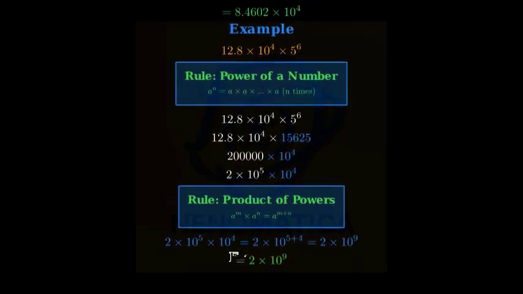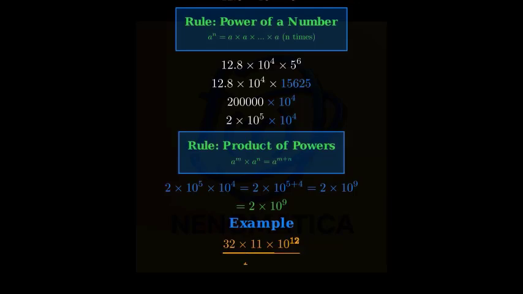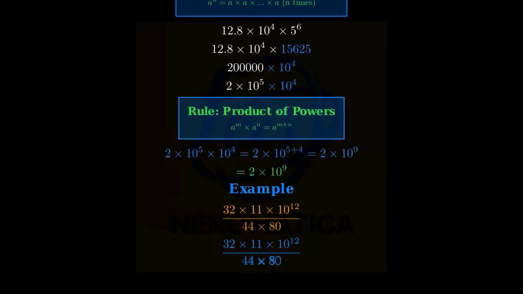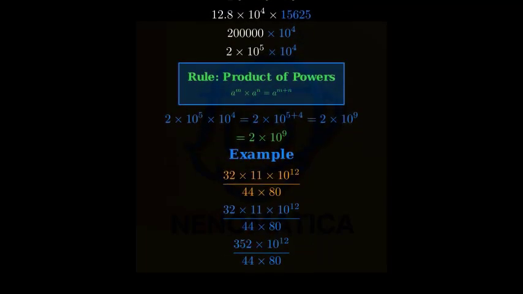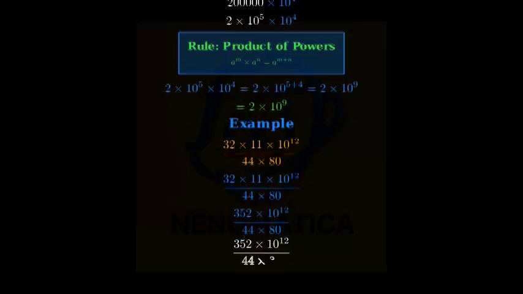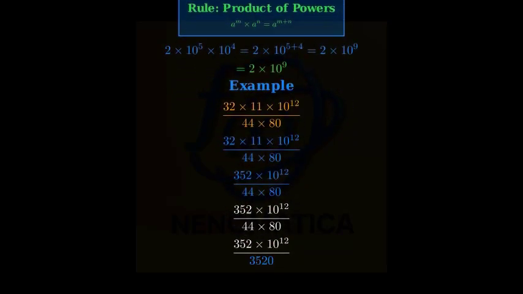ninth power. Now for our third example, we'll solve a more complex scientific notation problem. We have 32 times 11 times 10 to the 12th power divided by 44 times 80. Let's begin by multiplying the numbers in the numerator. 32 times 11 equals 352. Now, let's multiply the numbers in the denominator. 44 times 80 equals 3,520.